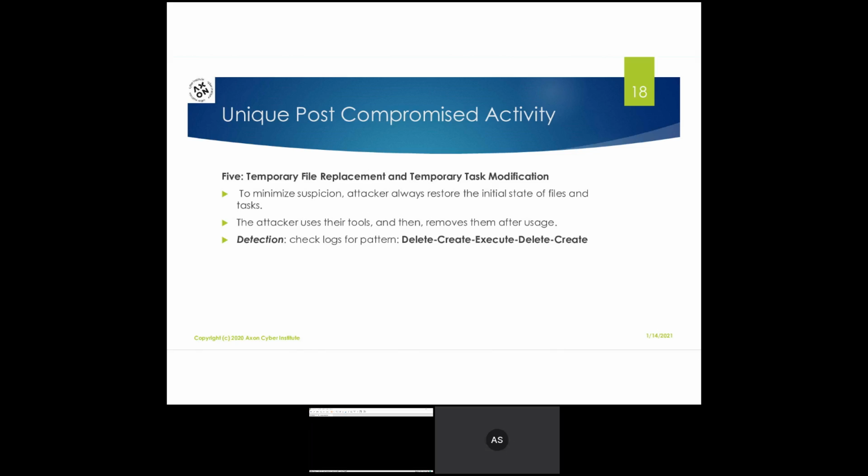So the first delete is delete the legitimate file, create the malicious file, execute the malicious file, then delete the malicious file and create the legitimate file. So delete, create, execute, delete, create. If you see this chain in a sequence, this can be an indicator that a malicious activity is taking place.